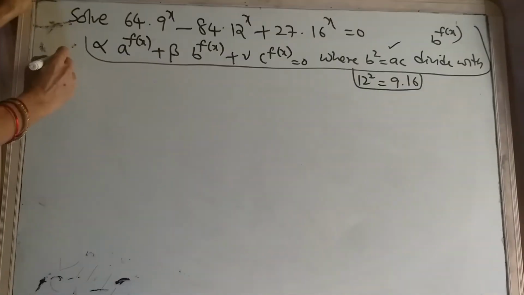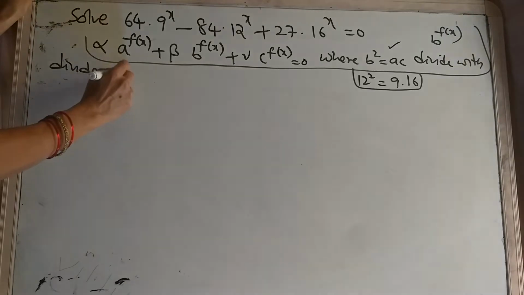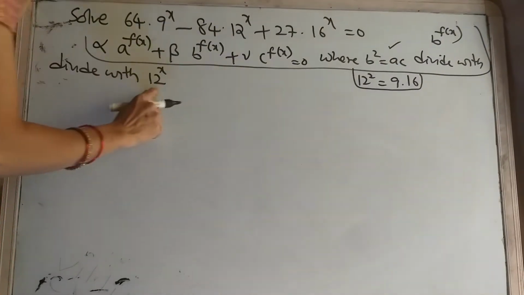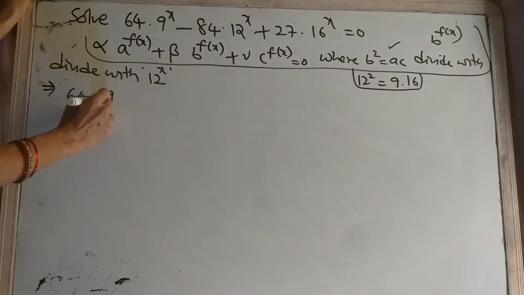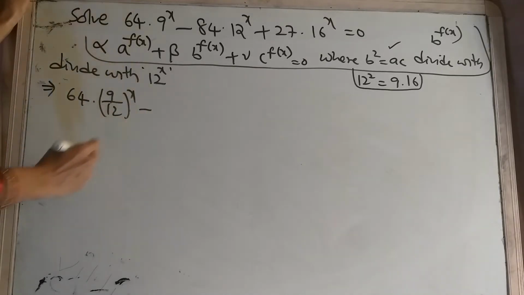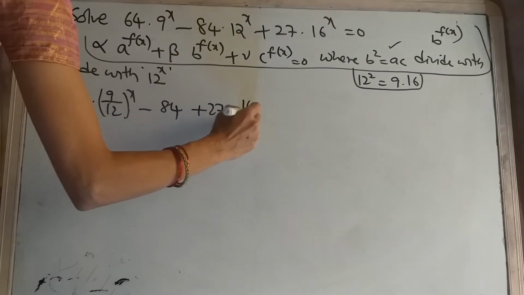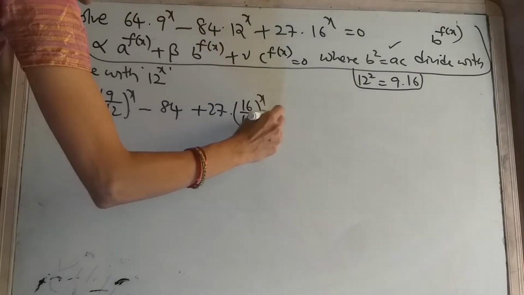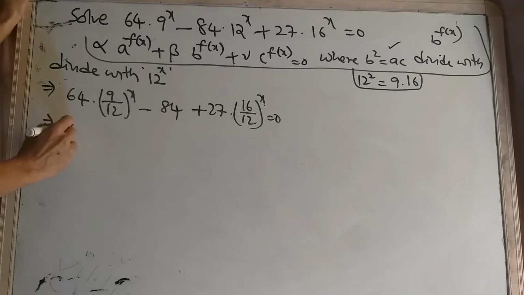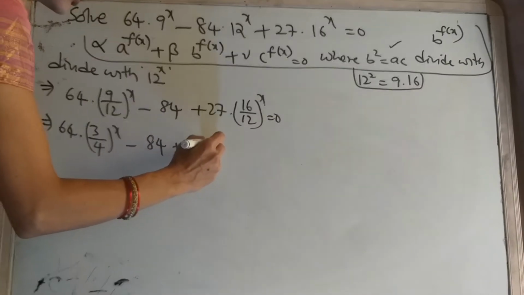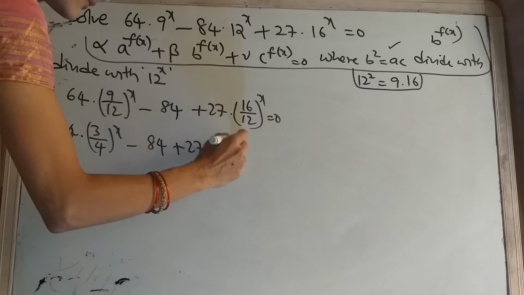So that's why throughout you divide with b, which is 12 power x. b power f of x, no? So 12 power x. Then what you get is 64 into (9 by 12) whole power x minus 84 plus 27 into (16 by 12) whole power x equal to 0. Then after simplifying you get 64 into (3 by 4) whole power x minus 84 plus 27 into (4 by 3) whole power x equal to 0.